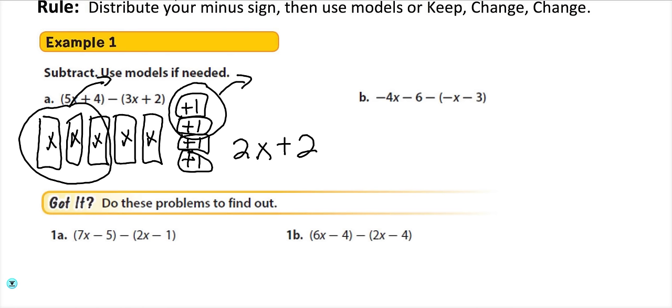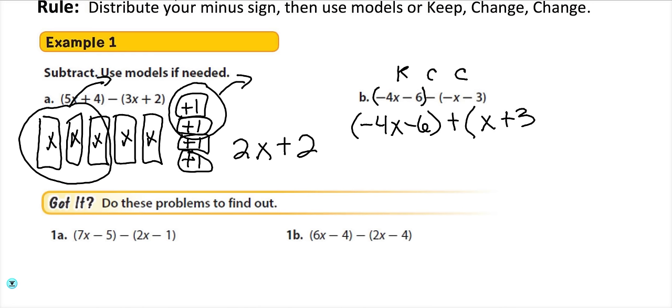So on the next one, I'm going to show you a slightly different way. First, let's put parentheses around these so that we can easily see them. We're going to use the keep change model. This means to keep this one exactly the same, change this into addition, and then change all the signs on this one. So we end up with negative 4x minus 6, change it to adding, and then change all the signs, so it becomes positive x and positive 3.